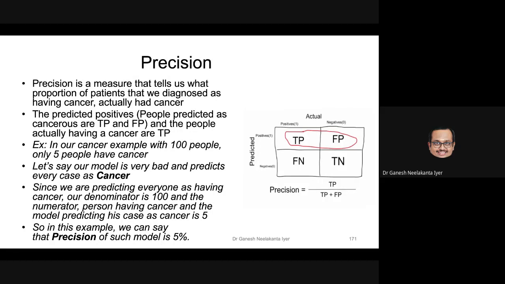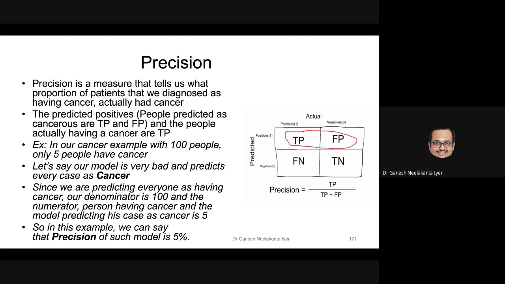Another important value we get out of the confusion matrix is precision. Precision is a measure that tells us what proportion of patients that we diagnosed as having cancer actually had cancer. So true positive divided by true positive plus false positive. In our cancer example, assume 100 people, with only 5 people having cancer. Let's say our model is very bad and predicts everyone has cancer. The precision here will be 5%.